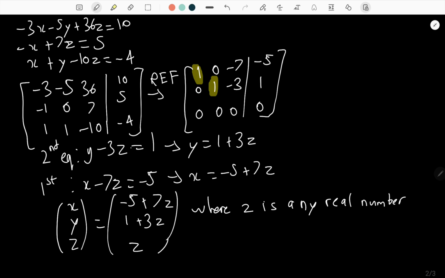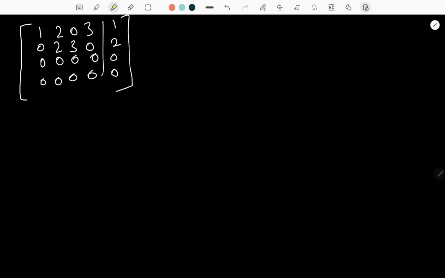So the final answer, to keep it in this matrix format, is x, y, z, and then x is equal to minus 5 plus 7z, y is equal to 1 plus 3z, and z is equal to z itself, where z is any real number. So you can put any value for z. So that's why we have infinitely many solutions, and this is the way to do it. So when we have a free variable, you have to write this, and your answer has to be in terms of z. So let's do one more example with infinitely many solutions.